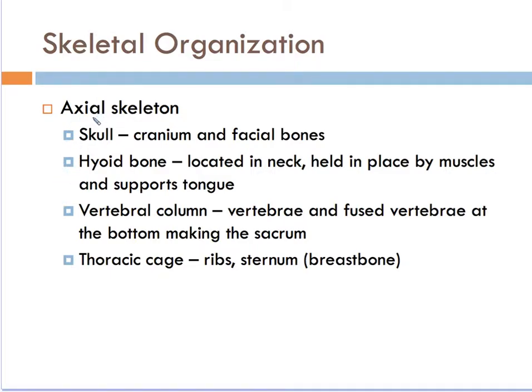We said your axial skeleton earlier contains your head, spine, your ribs and thoracic cage, and your sacrum, sorry, not pelvis. Your axial skeleton contains the skull, which is composed of cranial and facial bones. Your hyoid bone is located in your neck. You can actually feel this if you stick your finger right above your Adam's apple and swallow. You will feel your hyoid bone move. Your vertebral column is your vertebrae, which are fused at the bottom, making the sacrum. And then your thoracic cage, your ribs and sternum, are all part of your axial skeleton.